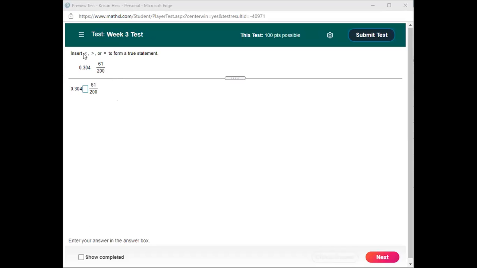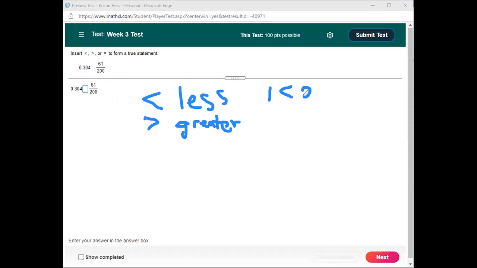I wanted to talk to you about a couple of the week 3 problems. Some of them you're going to be asked to use these symbols, the greater than, less than, or equal to. When you're using these symbols, this symbol is called less than. This symbol is called greater than. And for reference, when you're using less, the smaller number is going to be on the left.